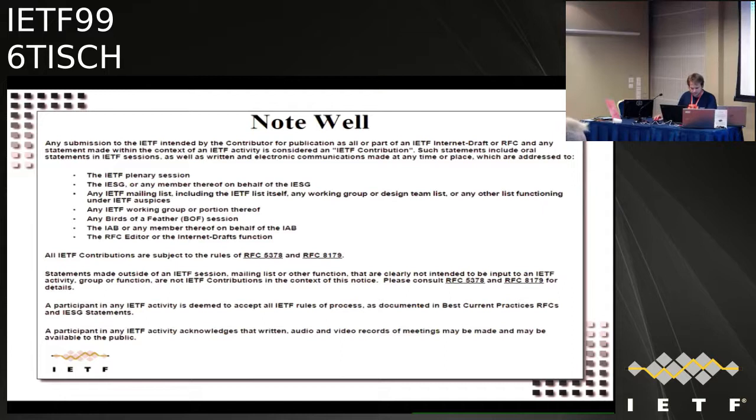And this is the new, so it's kind of the same as usual. You need to remember that if something is being discussed and you're aware of IPR, you need to please let us know or tell the chairs after the meeting. And then please go through this slide. I won't spend the time, but all the contributions to the IETF, including what is being said in this meeting and on the mailing list, must follow the rules in RFC 5378 and RFC 8179. If you're not too sure, go and read those RFCs.